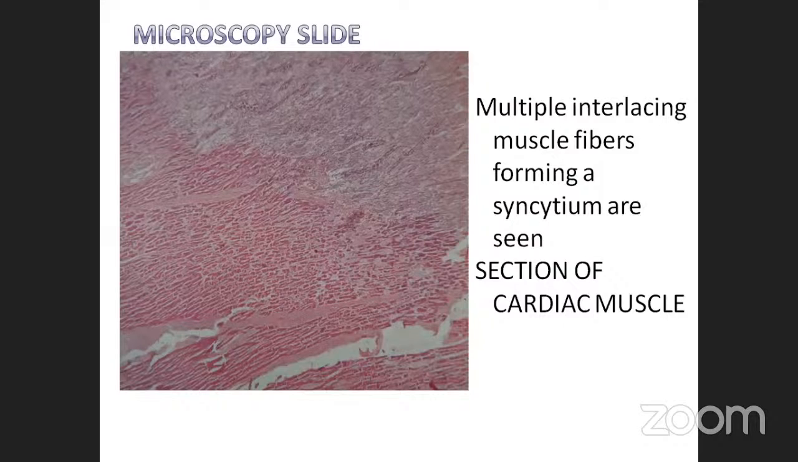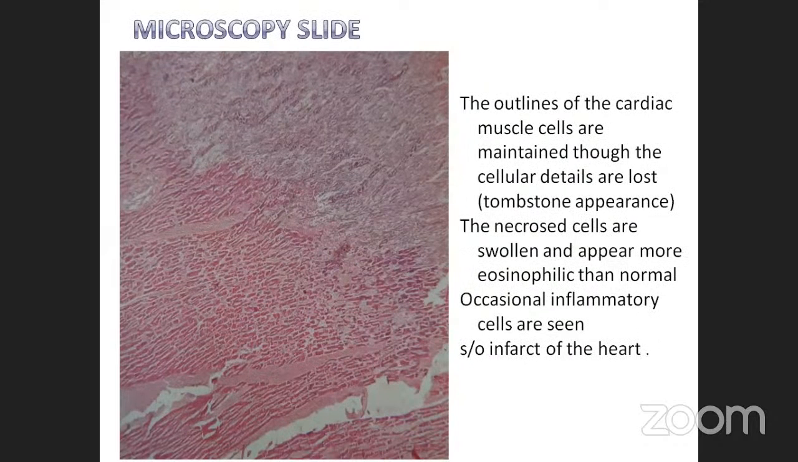So these are the normal muscle fibers, syncytial normal muscle fibers. And below that, here the muscle fibers lose their eosinophilia and their margins are irregular. And this is the infarcted area. So in infarction, the necrosis is a coagulative type of necrosis, where protein denaturation occurs.